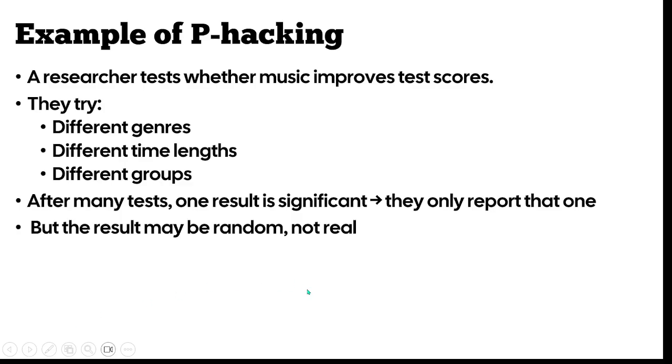So here's a very simple example of p-hacking. You have a researcher that wants to test whether listening to music improves a test score. And what they do, from the outset, is try different genres of music. They might try jazz, classical, rap, country, norteño, I don't know. Then they might look at different lengths of the music. Oh, I'm going to play it for 15 seconds, for 30 seconds, for 20 minutes. And then they go to different groups. Well, I'm going to try it with high schoolers, freshmen, sophomores, juniors, seniors in high school. Then I'm going to look at freshmen in college. And you know what? I'm going to end up with graduate students.